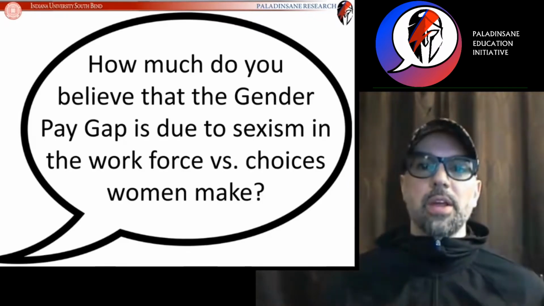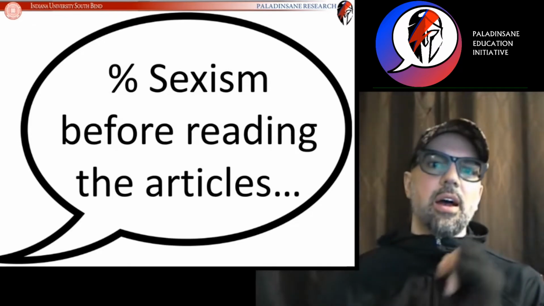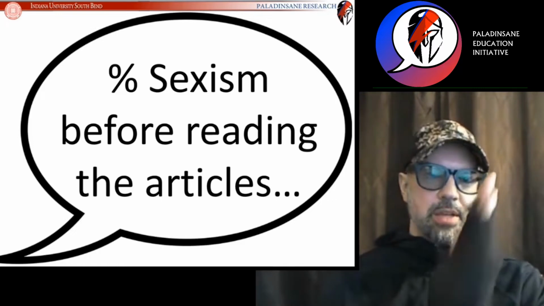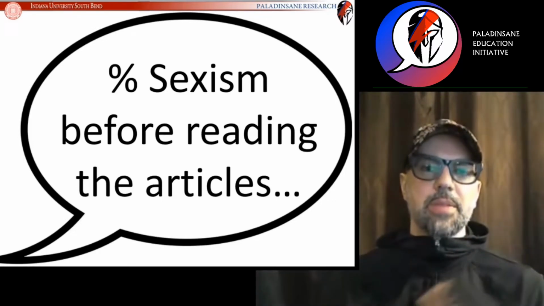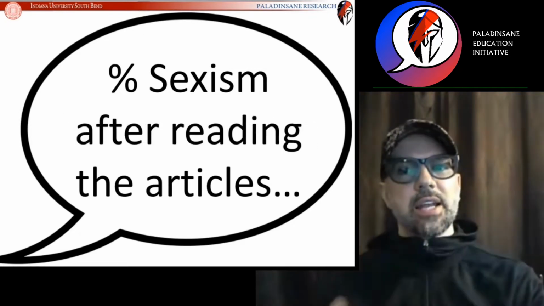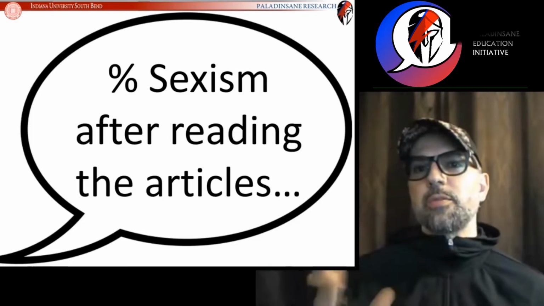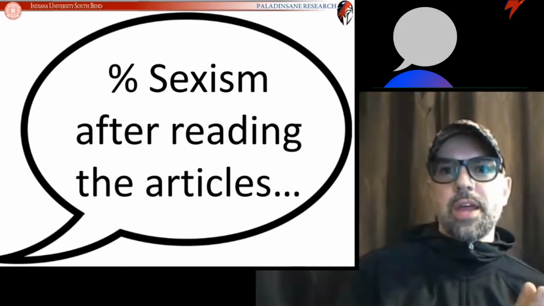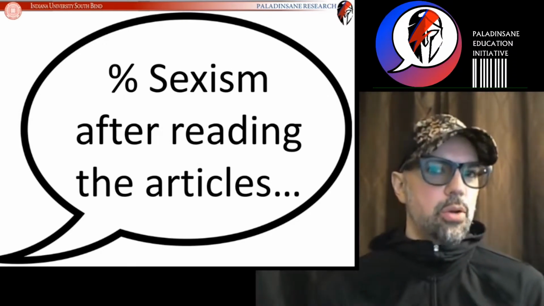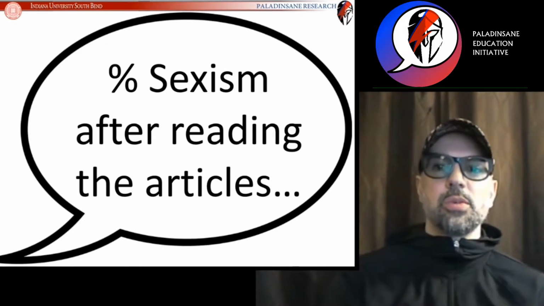Before they read those articles, I asked them to rate what percentage of the gender pay gap is due to sexism. So what is your belief in terms of the percentage of the gender pay gap that is due to sexism? I measured that before they read the articles. And then I assigned half of them to each article and measured that again, seeing if reading this new information would shift the percentage of the pay gap that they thought was due to sexism.